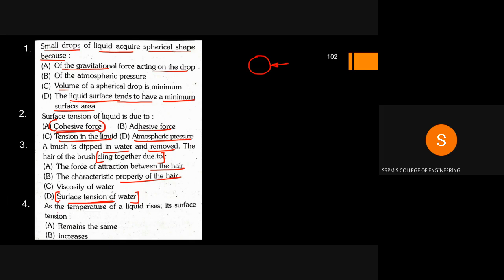Okay. For the fourth question: as the temperature of the liquid rises, its surface tension remains same, increases, or decreases. So surface tension is inversely proportional to the temperature. So as temperature increases, the surface tension will decrease. Okay. So this is the third option.